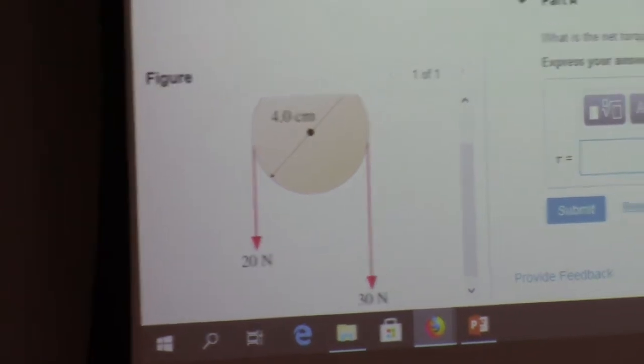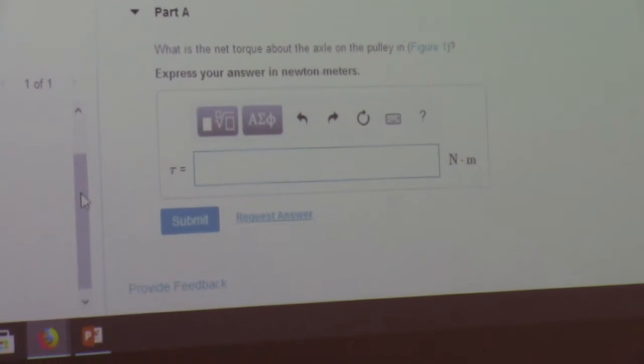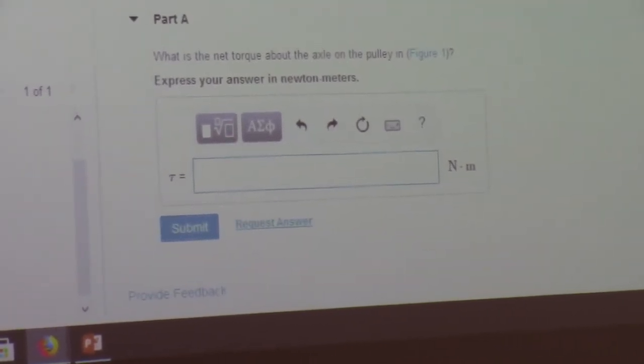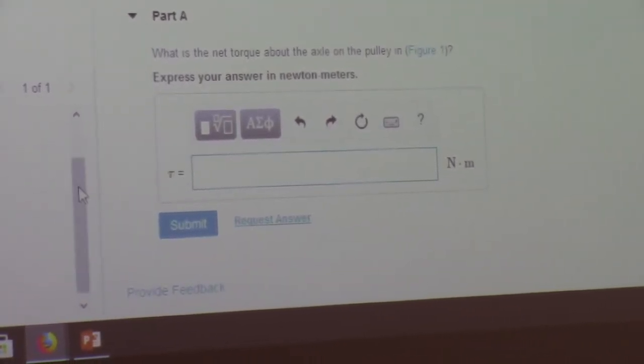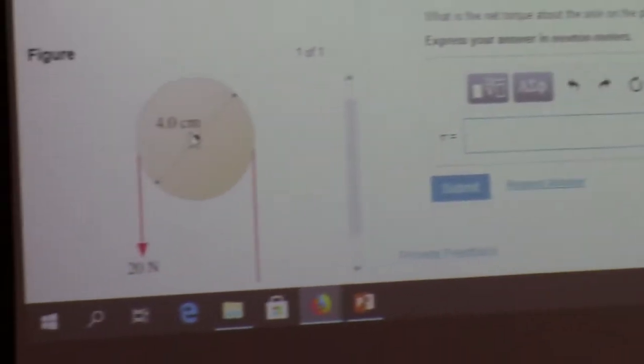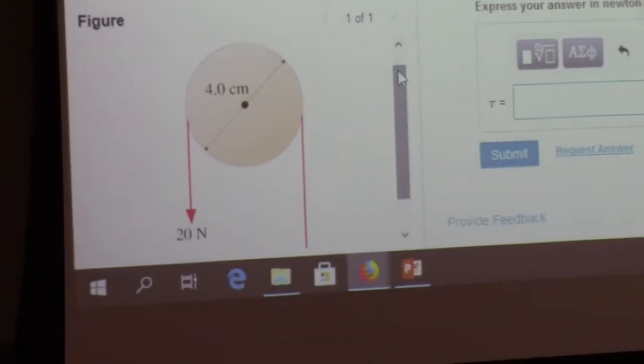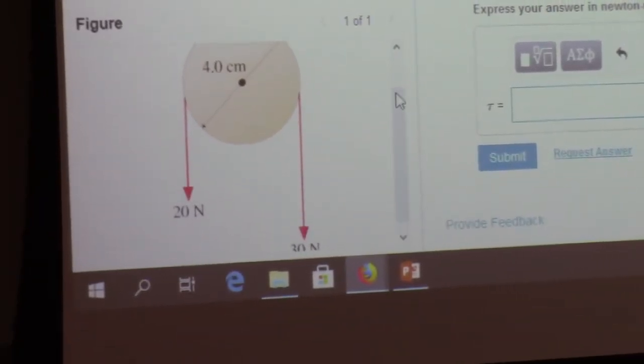They don't say magnitude or anything like that, so we'll have to make sure we put the negative sign in here. So 20 newtons at 4 centimeters. Wait a minute. The 4 centimeters is the diameter. We need the distance to the pivot point, so actually that's going to be 2 centimeters. Okay, let me draw a picture and then we can solve this one.